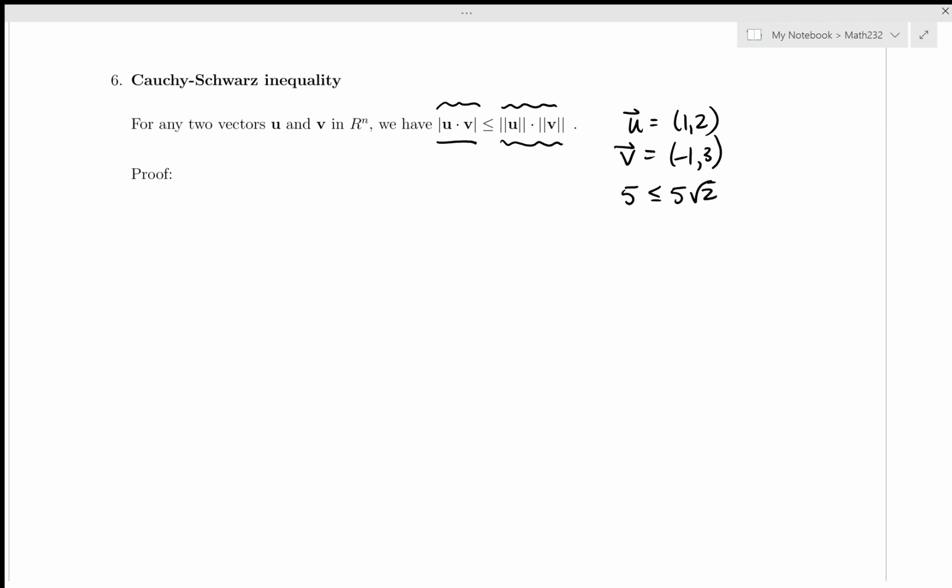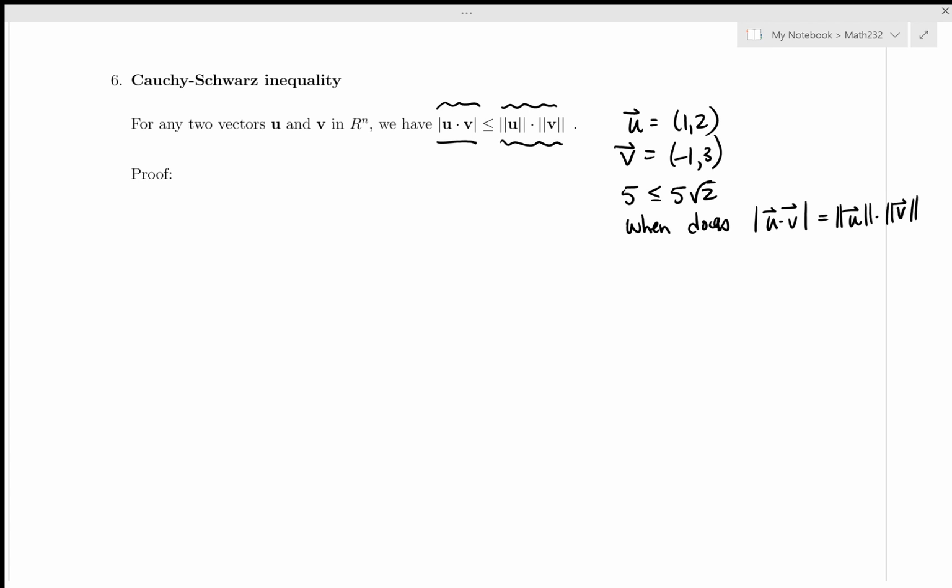And you may want to try to figure out for what vectors u and v, what are the conditions on u and v, such that the equality holds. So here's a question for you. When does the dot product equal the product of the norms? What are the conditions? So think about that maybe after you've looked through this proof.